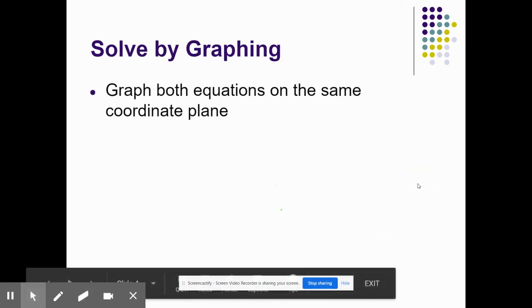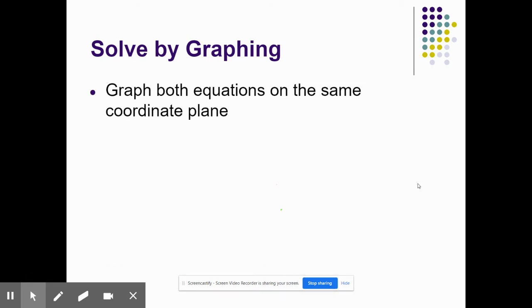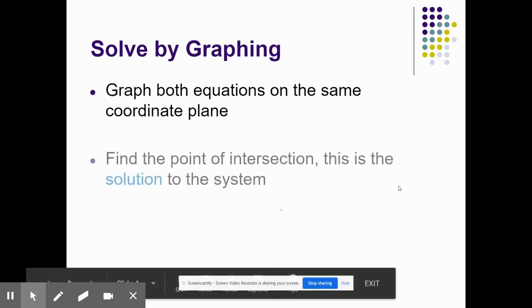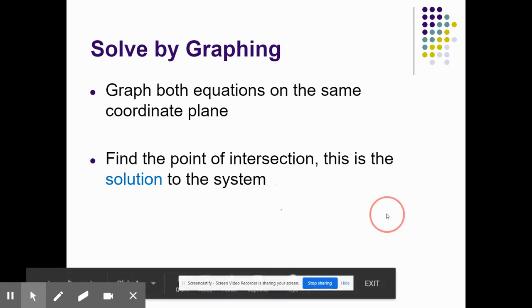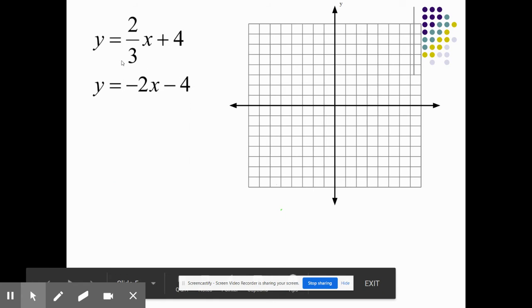So when you solve by graphing, you very simply graph both equations on the same coordinate plane. Just like that first graph where you saw two lines on one plane, that's exactly what you would do. And then you're just going to look at your graph and find where those two lines intersect. And where they intersect will be the solution to the system of equations. So let's take an example.